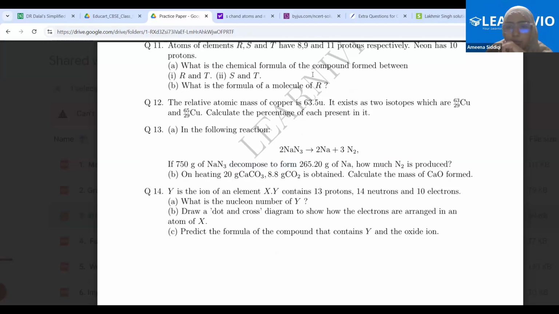Come to question 13, see if you people can do this. Simple. I think this is really simple. Try to do this very quickly. What is it based on? Law of conservation of mass. The total mass of the reactants should be equal to the total mass of the product. Quickly solve it.